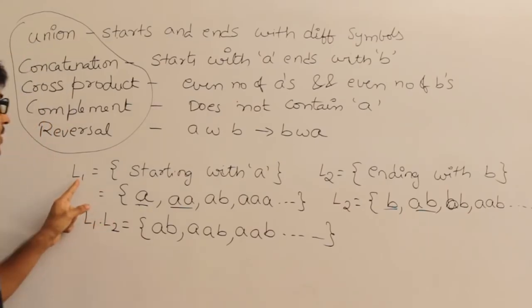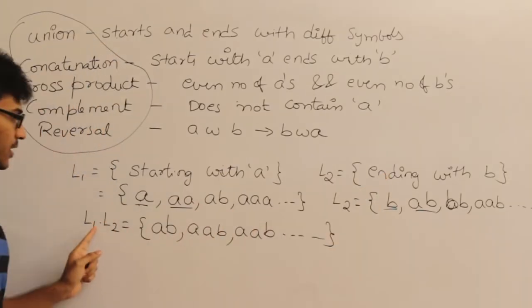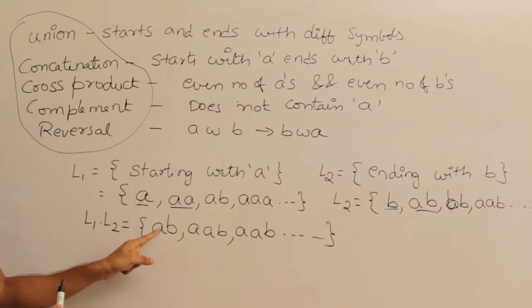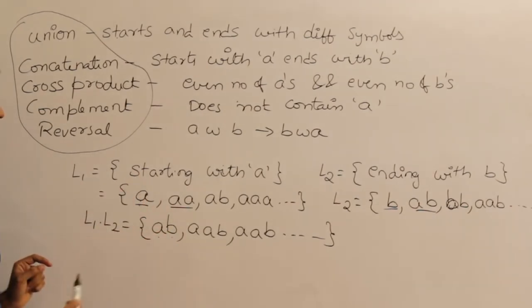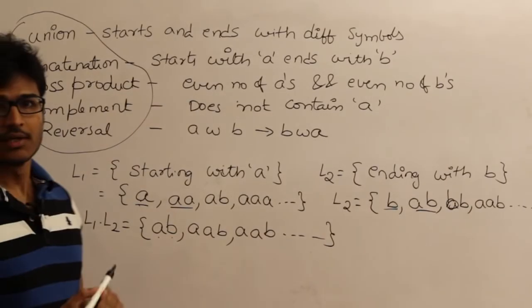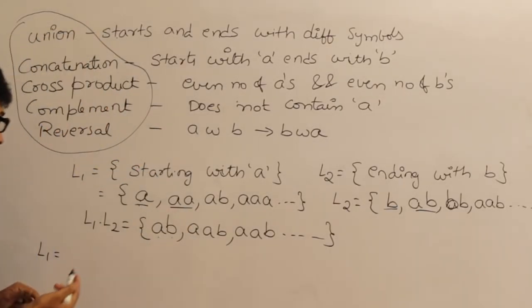So if L1 is a language which is starting with A and L2 is a language which is ending with B, then L1.L2 is nothing but a language in which the set of all strings start with A and end with B. So how we could do it is, let us consider the DFA for L1 first. We have already seen this example, so I am not going to take a lot of time explaining it. I will simply go ahead with the answer.